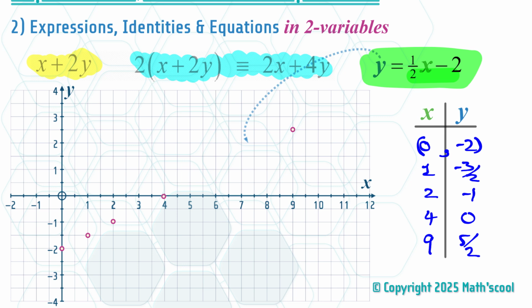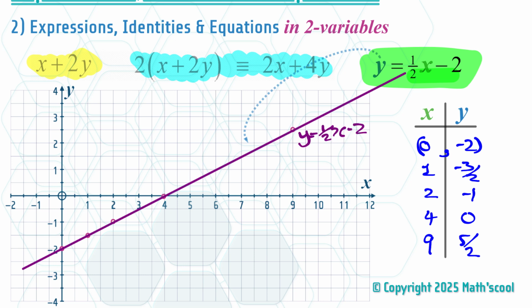Now what you'll find is all those points lie along a straight line. So there's a straight line that I can draw that goes through all of those points. Y equals a half x minus 2. And I've found 1, 2, 3, 4, 5 points on that line, but there are infinite points along that line, and the line stretches to the left forever and to the right forever. So when you have something like this, it represents the equation of a line, and you can draw that line.